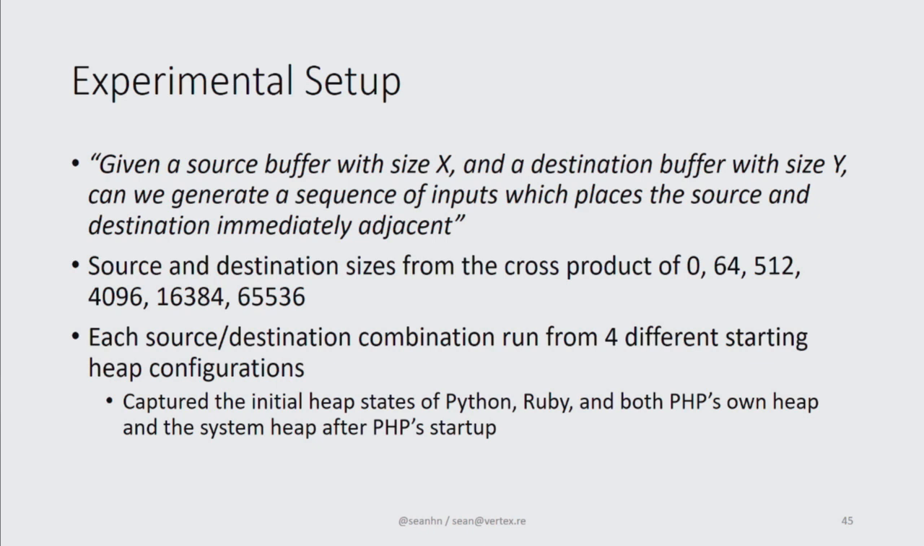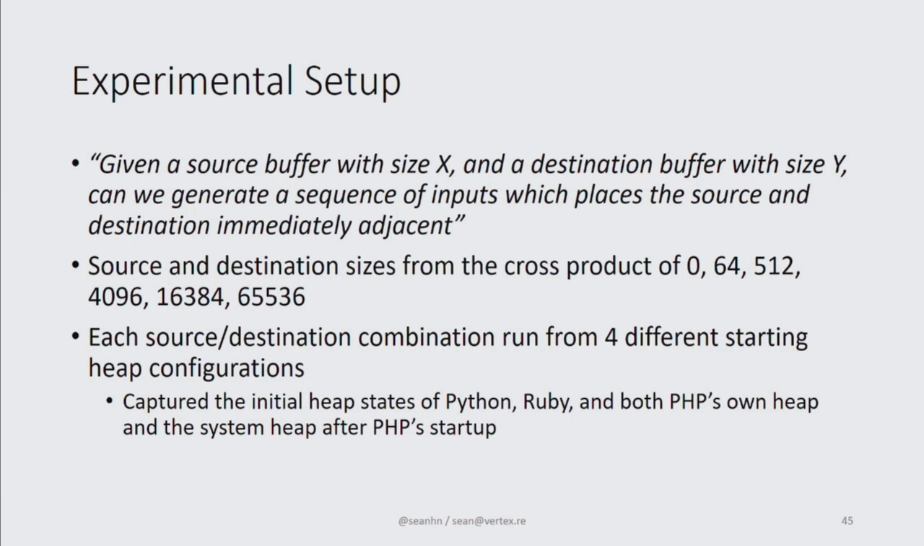For the source and destination sizes, they're the cross product of these sizes here. And in order to initialize the application into a realistic starting state, we captured the starting states of Ruby, PHP, and Python. Well, two different versions of PHP.